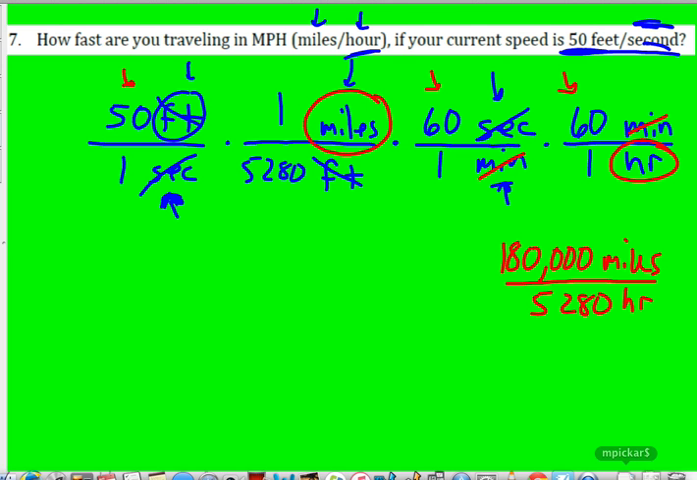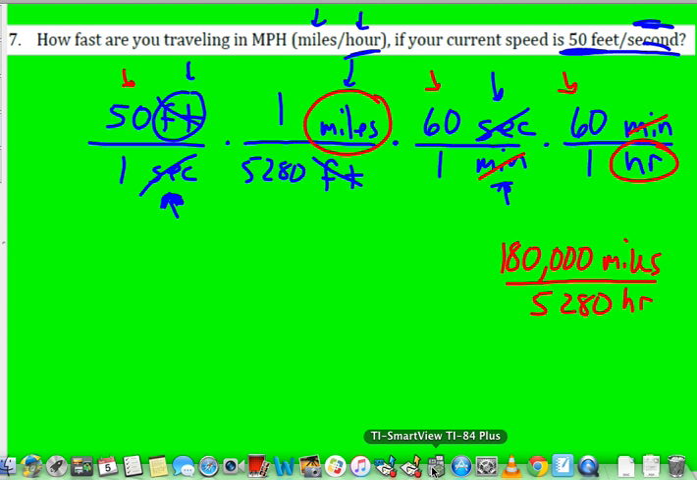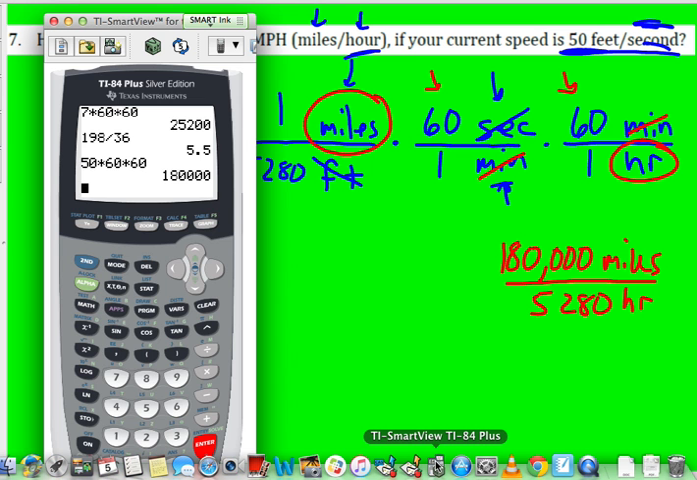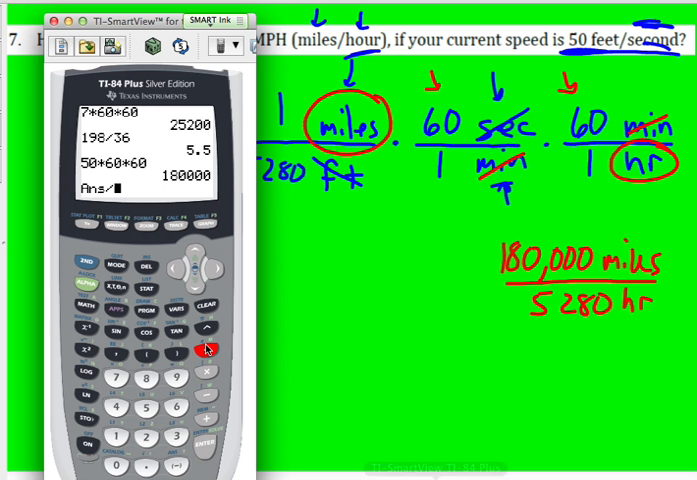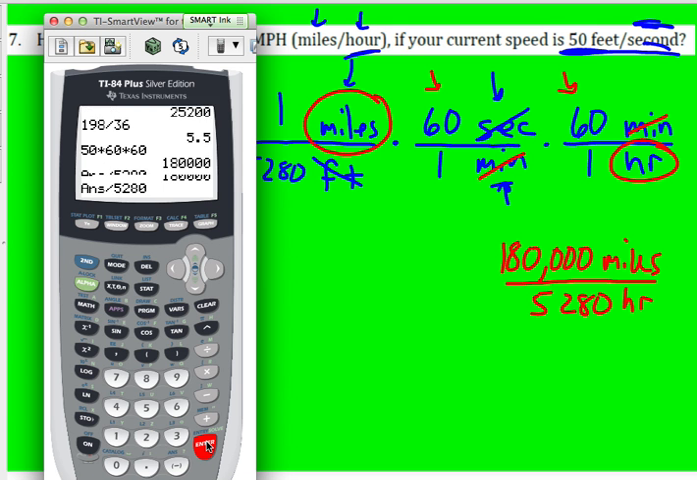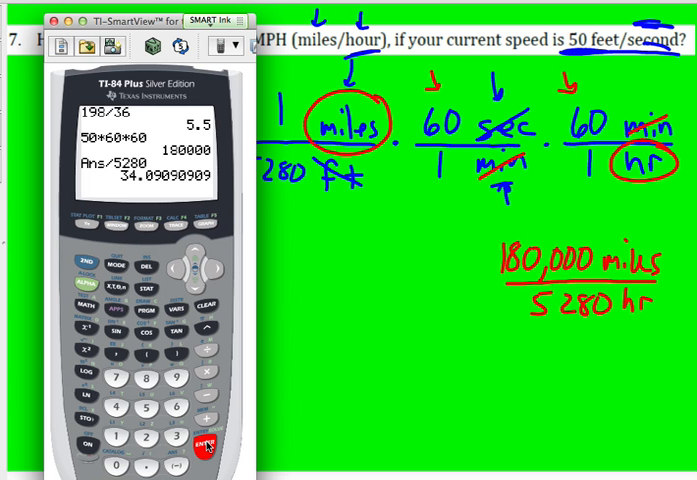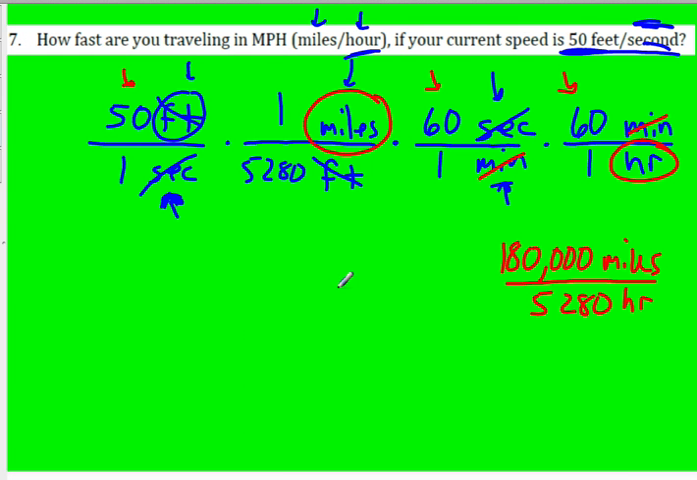So basically, divide 180,000 divided by 5,280. 34, and if you round it, I'd say 0.1. 34.1 miles per hour. That's what your answer would look like.